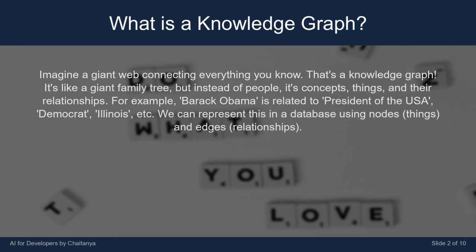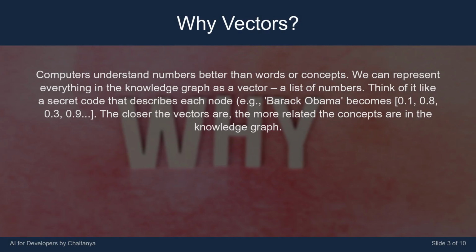We can represent this in a database using nodes, things, and edges, relationships. Computers understand numbers better than words or concepts. We can represent everything in the knowledge graph as a vector, a list of numbers. Think of it like a secret code that describes each node. E.g., Barack Obama becomes 0.1, 0.8, 0.3, 0.9. The closer the vectors are, the more related the concepts are in the knowledge graph.